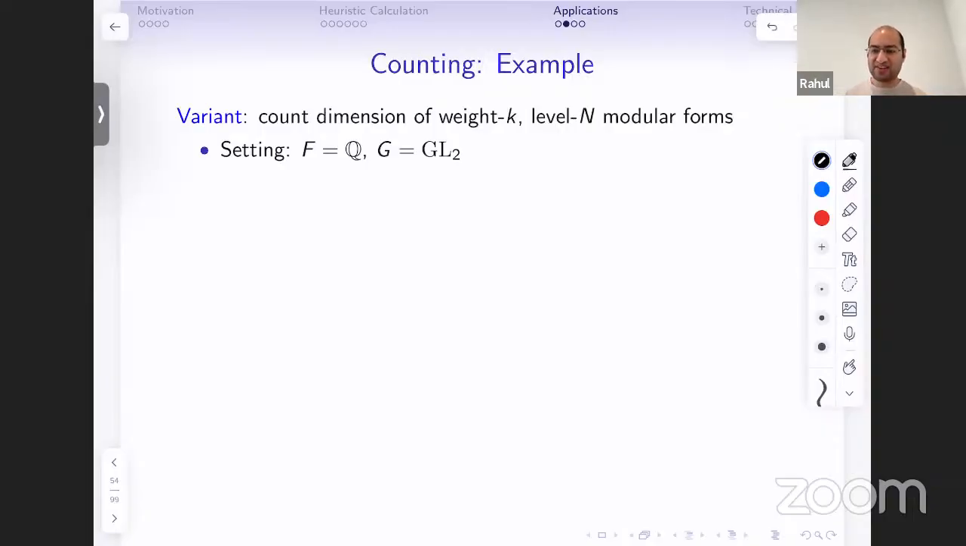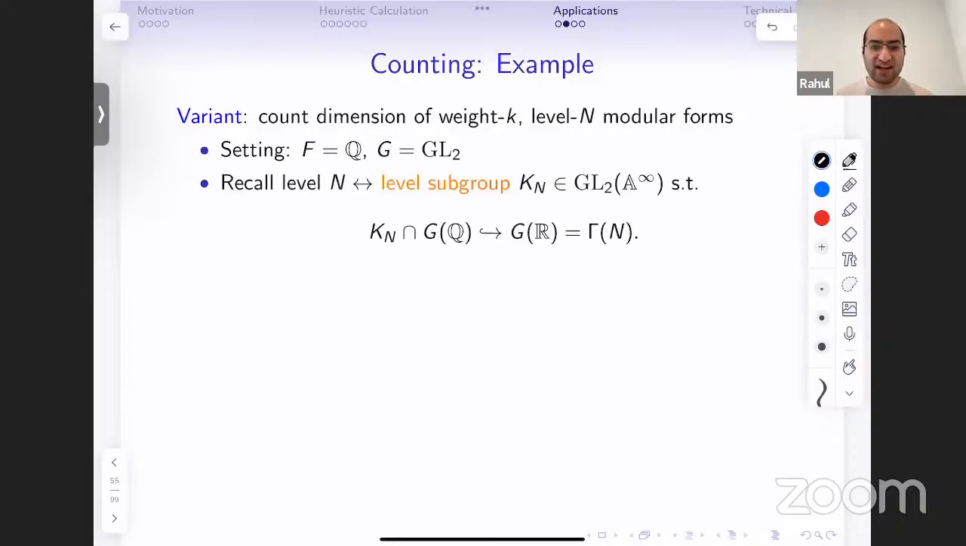So now we have to pass through this dictionary again between the classical perspective of modular forms and the adelic perspective. In this dictionary, modular forms correspond to automorphic representations where the number field F is the rational numbers and the group is GL2. So what does level n mean? Well, the level n condition for modular forms corresponds to a particular level subgroup inside GL2 of the finite adeles. This level subgroup is a product over all primes of some level subgroup K_p.